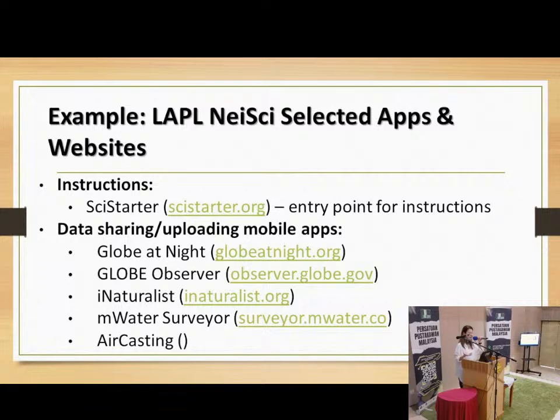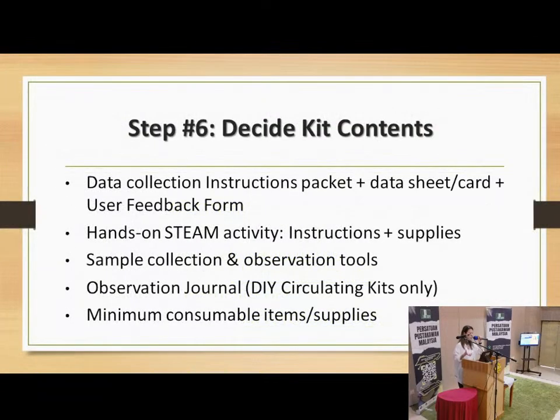But how do you decide the kit content? You need to make sure there are data collection instruction packets and data sheets, so people can fill them in manually, for people who don't have internet access or don't have a device. You want to include a hands-on STEM activity. Why? Not only to engage them and make it fun, but it also serves the purpose of explaining the science behind that particular topic you're trying to highlight. And of course, you want to include instructions and supplies for them to do that activity. You want to make sure you have sample collection and observation tools, from plastic tubes to microscopes and all this stuff. Observation journal, very important.